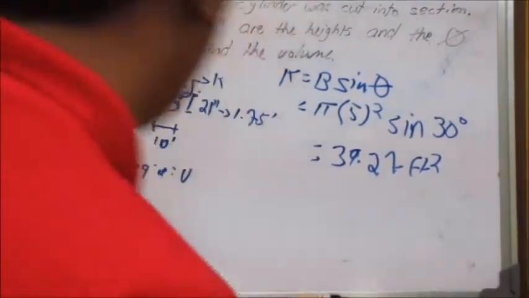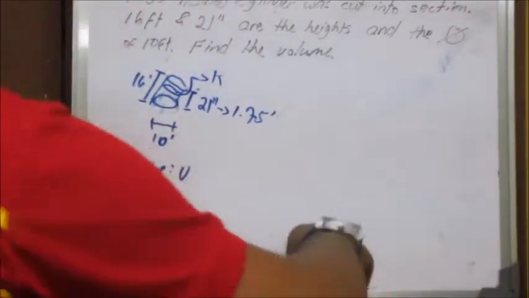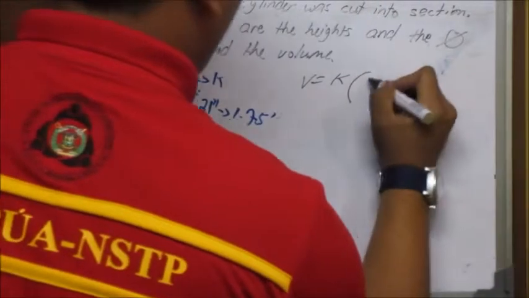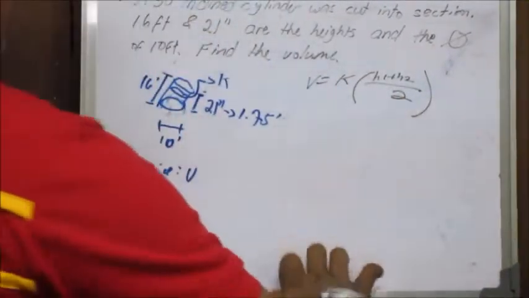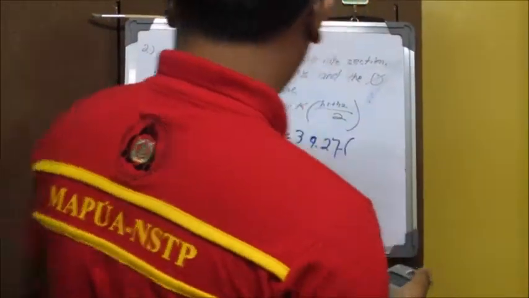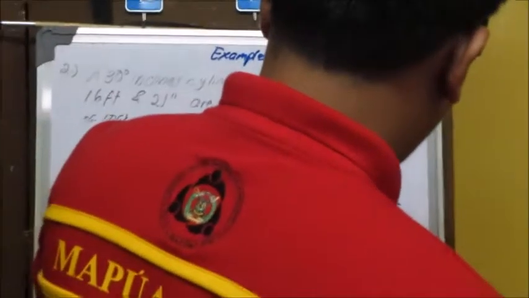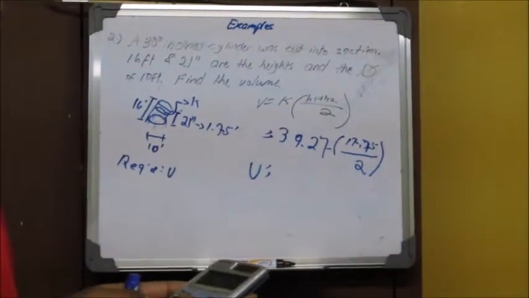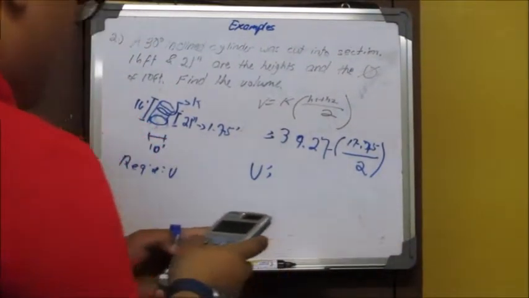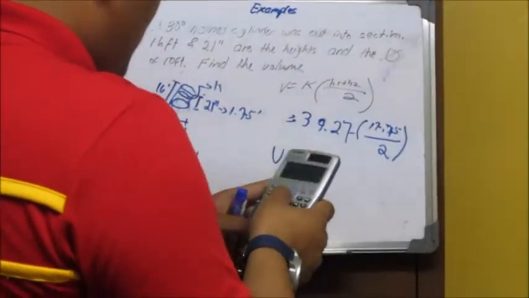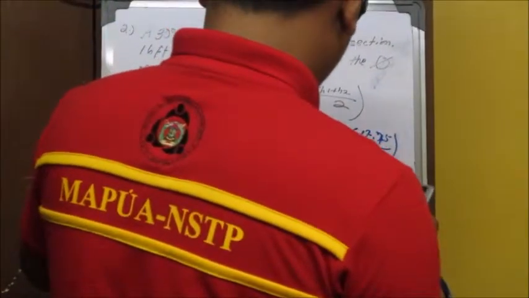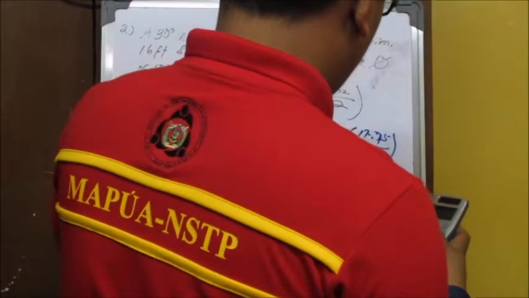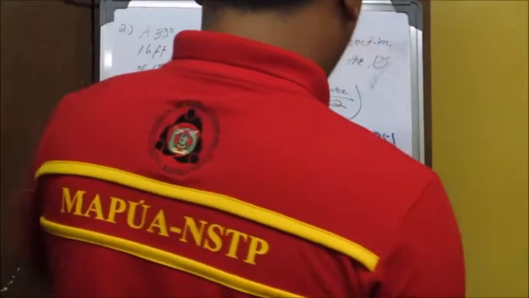So we have now the K, and let's substitute this in the formula. V is equal to K times h1 plus h2 all over 2. And now let's substitute. So 39.27 times h1 plus h2, this is 17.75, all over 2. So now, the volume will be 348.52 cubic feet.